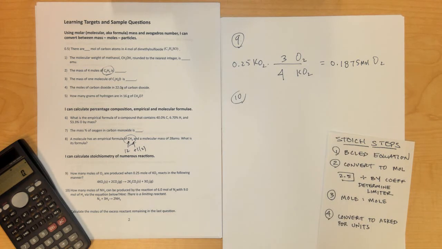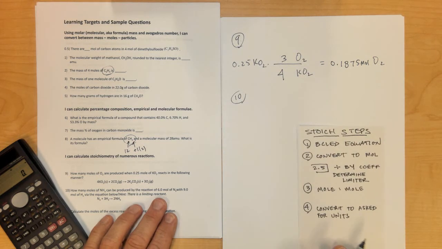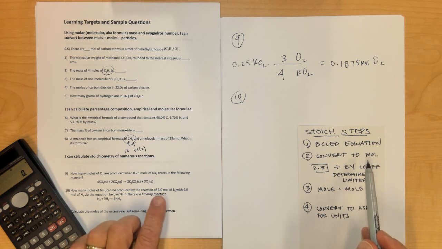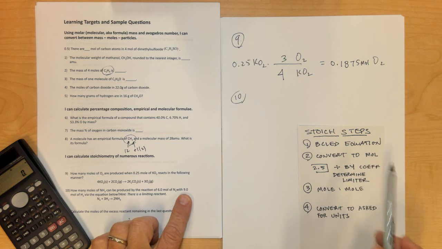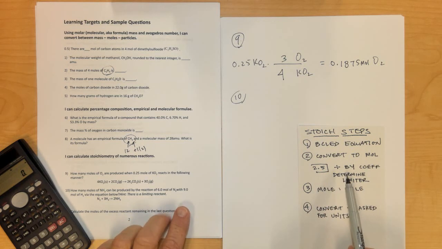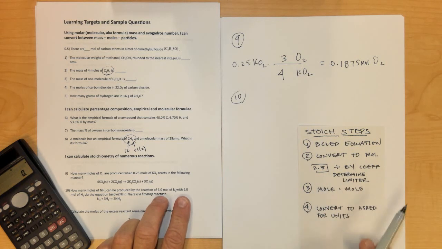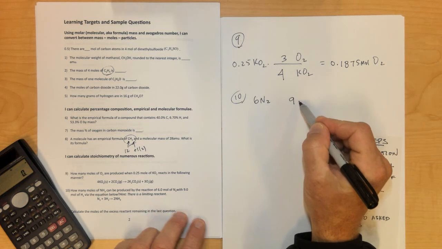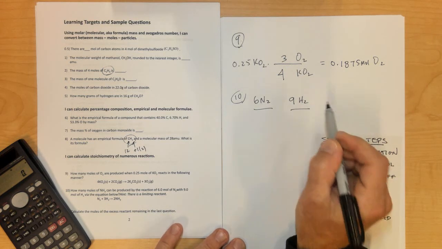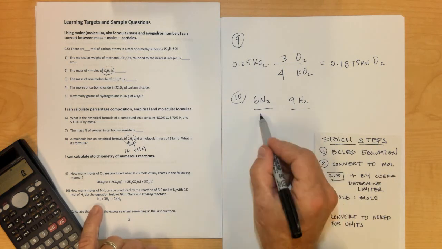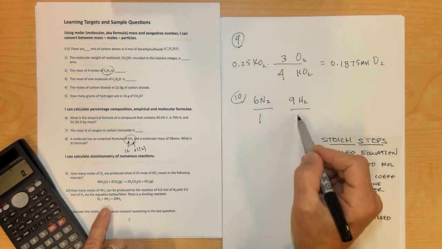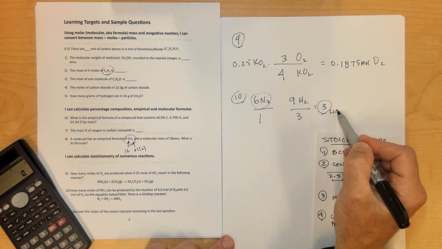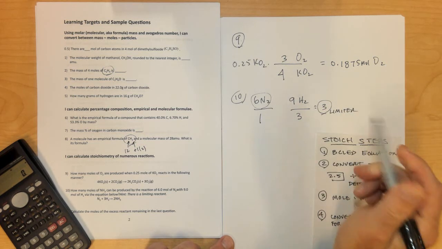Number 10, how many moles of NH3 can be produced? So once again, we're given the balanced equation already. It's already converted to moles for us right here with 6 and 9. We do have to do step 2.5 though, because one of them is going to limit. So we'll take our 6 moles of N2 and our 9 moles of H2, and then we'll divide those each by the coefficient. For nitrogen, the coefficient is 1. For hydrogen, the coefficient is 3. This ends up being 3, which is smaller than 6, so my limiter right here is H2.